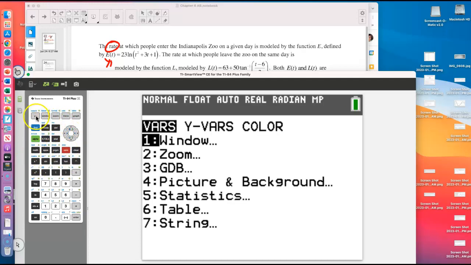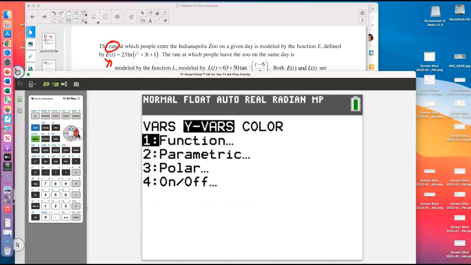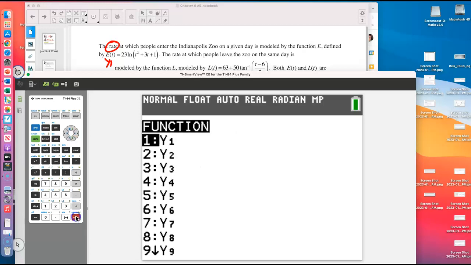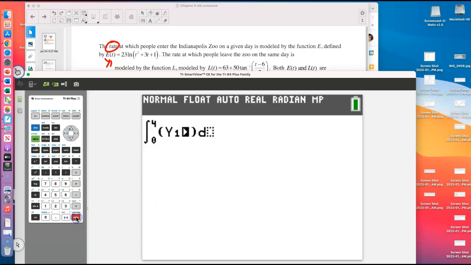Vars. It's when you hit your Y Vars, right? And you guys are always in functions until you get to Calc 2. They're in Polar right now, so in Calc 2 they go down a couple levels. But you're just going to go like this. You're going to pick the first one because that was my entering function.